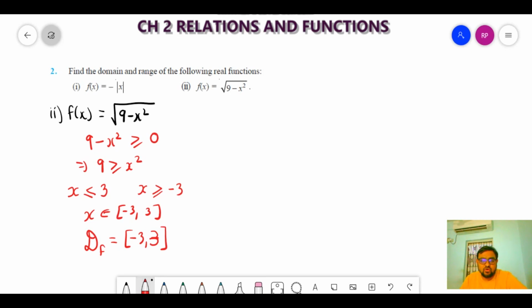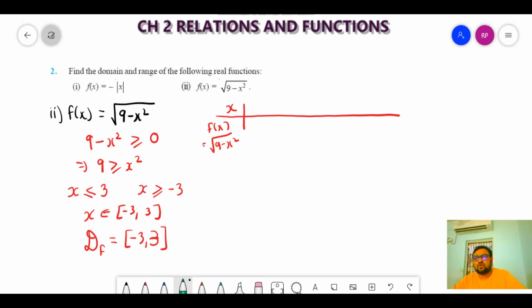Okay. Now for the range. So see, this is the domain. So let me draw a table for that: x and f(x), that means the root of 9 minus x squared. So let's see which values of x I can take. The lowest value of x that I can take is minus 3, because minus 3 is the lowest value. Then I can take minus 2.5. Okay, but let me write down the integer values only. The answer will lie between the answers of these: minus 3, minus 2, minus 1, 0, 1, 2 and 3.